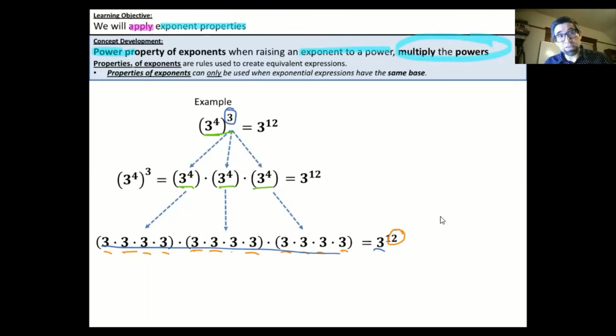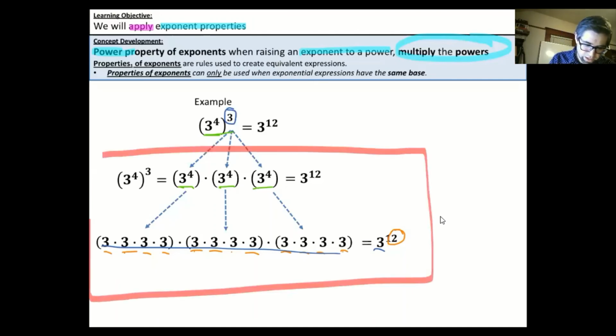But really, the power property tells us to ignore everything in this red box. We are not going to be doing this work. This is really so we understand the concept of the power property. Everything in that red box, I do not want you to do. What I want you to do is simply this: take a power being raised by a power and multiply the 2 exponents. 4 times 3 gives us 12. That's the concept. That's it for the power property of exponents.